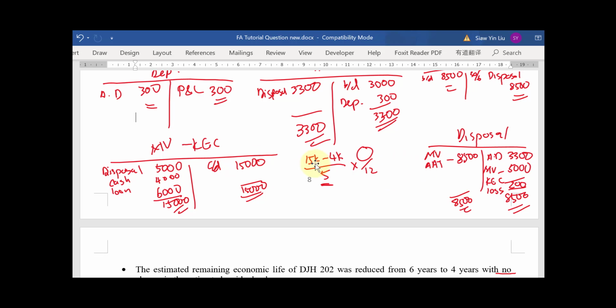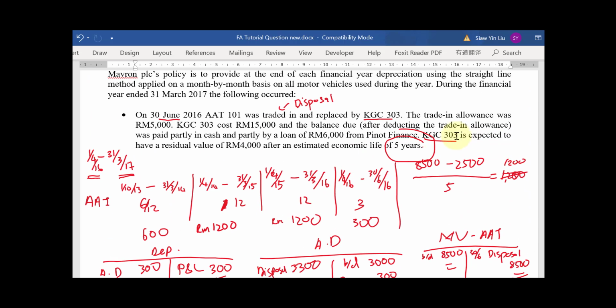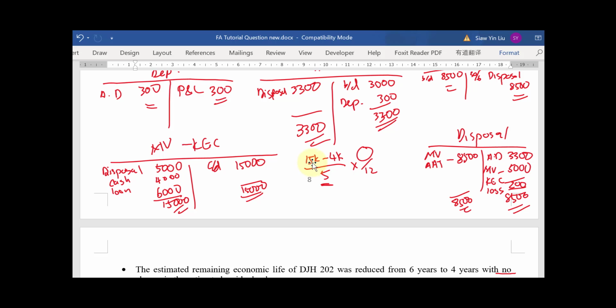So later on, when you calculate the depreciation for this asset, it will be 15,000 minus the 4,000. The 4,000 is the residual value here. They expect to have a residual value of 4,000. Estimated useful life is 5 years. So you will use 15,000 minus residual value divided by number of years. Then you need to times how many months you have used it.